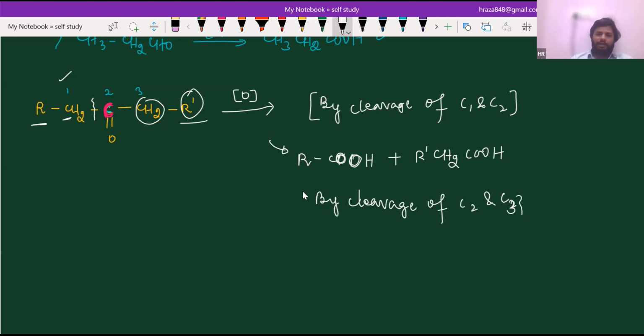Again, if there is cleavage of C2 and C3, then see what will happen. It's very easy to understand. This bond will be broken, and I'm going to write first R dash COOH. This hydrogen will be removed, that means basically the oxidation, and also that part, RCH2 COOH.